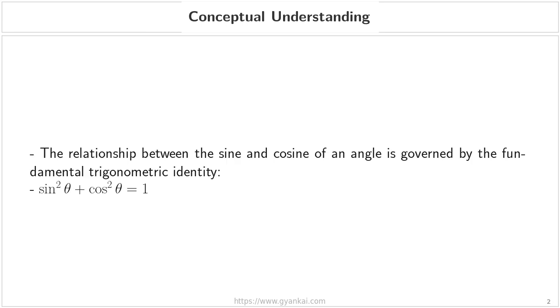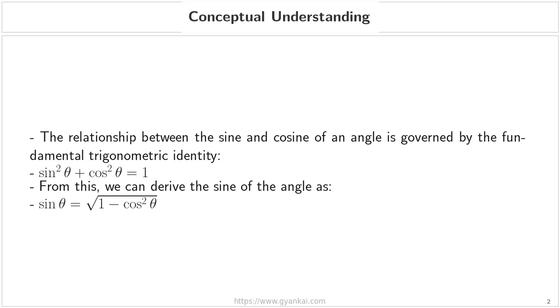Conceptual understanding. Now that we've established why we might want to switch from cosine to sine, let's look at the conceptual foundation behind this transition. The relationship between the sine and cosine of an angle is governed by the fundamental trigonometric identity, which you should all be very familiar with. Sine squared theta plus cosine squared theta equals 1. By simply rearranging this identity, we can isolate the sine component.